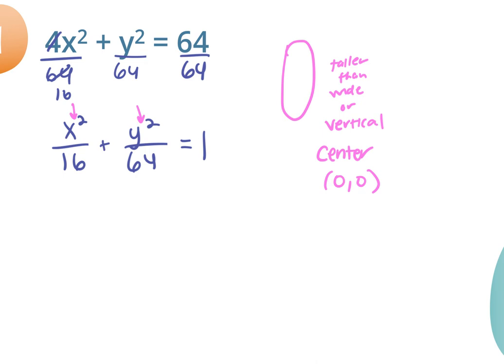Now we find A, B, and C. A is the larger denominator. So A squared is 64, A is 8. What's there is squared. If you look back on that equation, what's there is squared. B squared is the smaller one, which is 16, and we square root it to get B, which is 4.